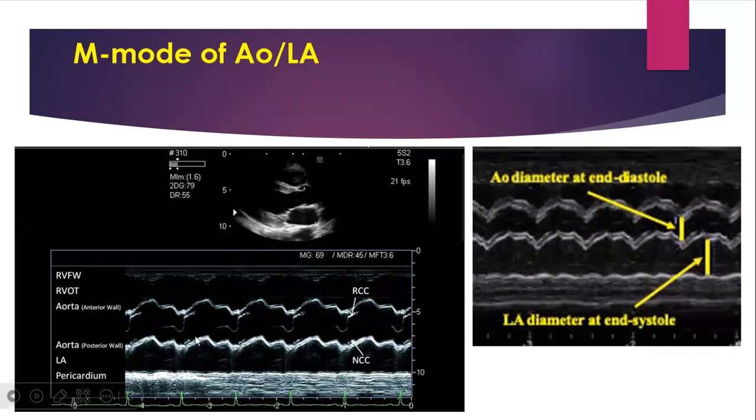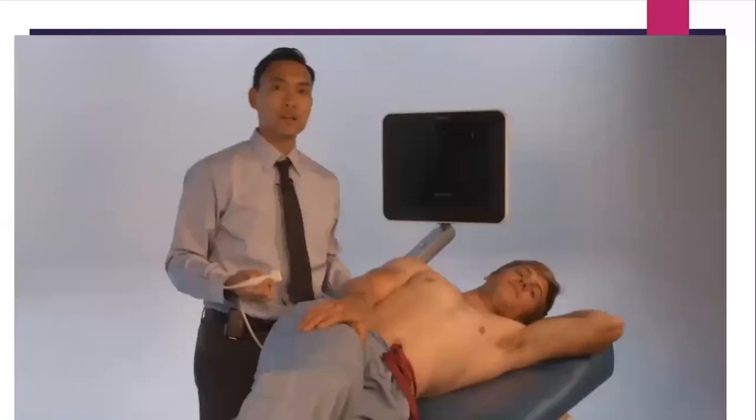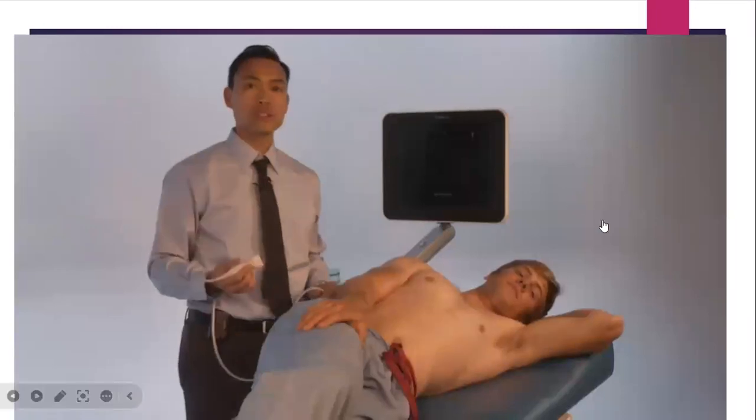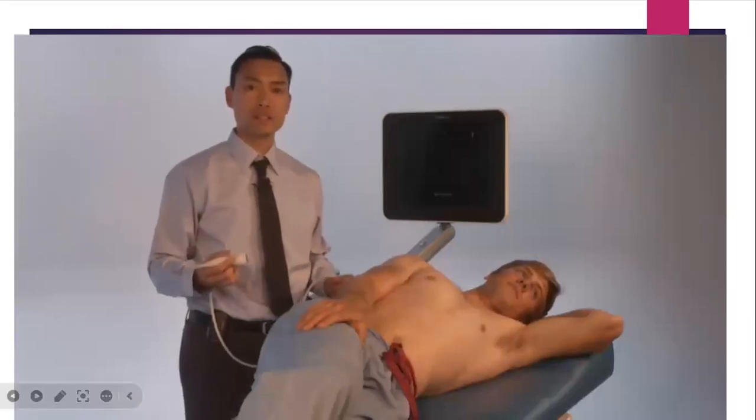You can see the aorta represented here. This is where the blood is flowing in the aorta, the left ventricular outflow, and this is the left atrium. So you can see how these things happen. Okay, that is how you see those things happen.